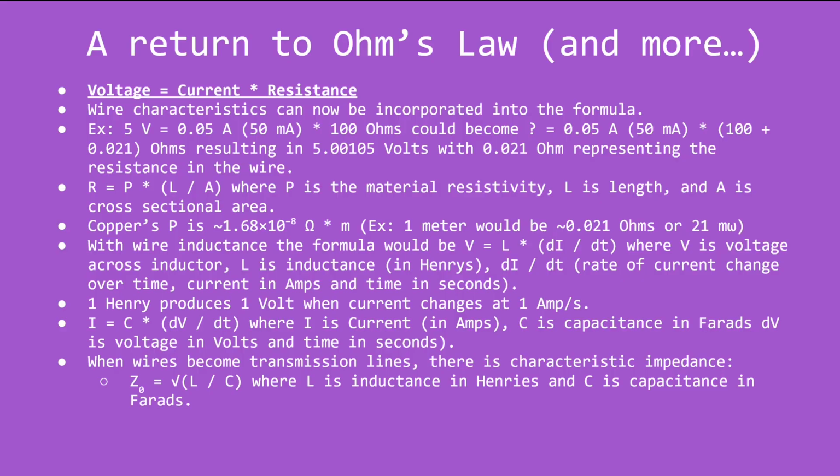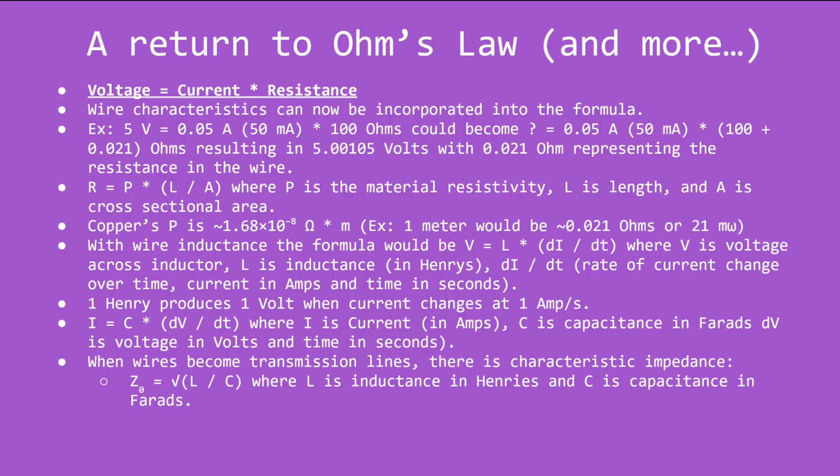Keep in mind we're not bringing in other factors like connectors and the breadboard, etc., which actually will put in a lot more resistance. If we actually want to calculate the wire's resistance, it would be equal to ρ, which is the material's resistive properties, times L, the length, divided by A, the cross-sectional area. So with a 1 meter copper wire, we'd see about 21 milliohms, which is what I used in the revised equation. If we want to check the wire's inductance, the formula would be that the voltage equals inductance in henries times current in amps divided by time in seconds.